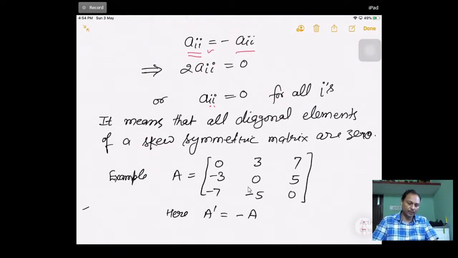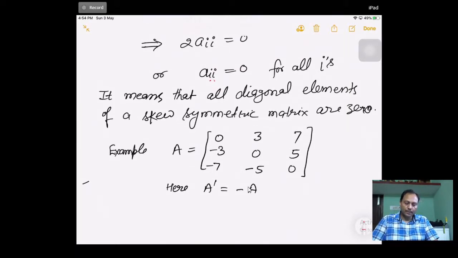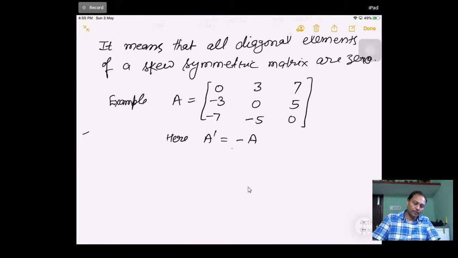Now one example is here. The first row is 0, 3, 7, the second row is minus 3, 0, 5, and the third row is minus 7, minus 5, 0. Here, the transpose of this matrix is equal to minus 1 times the given matrix. Now, you can check it.